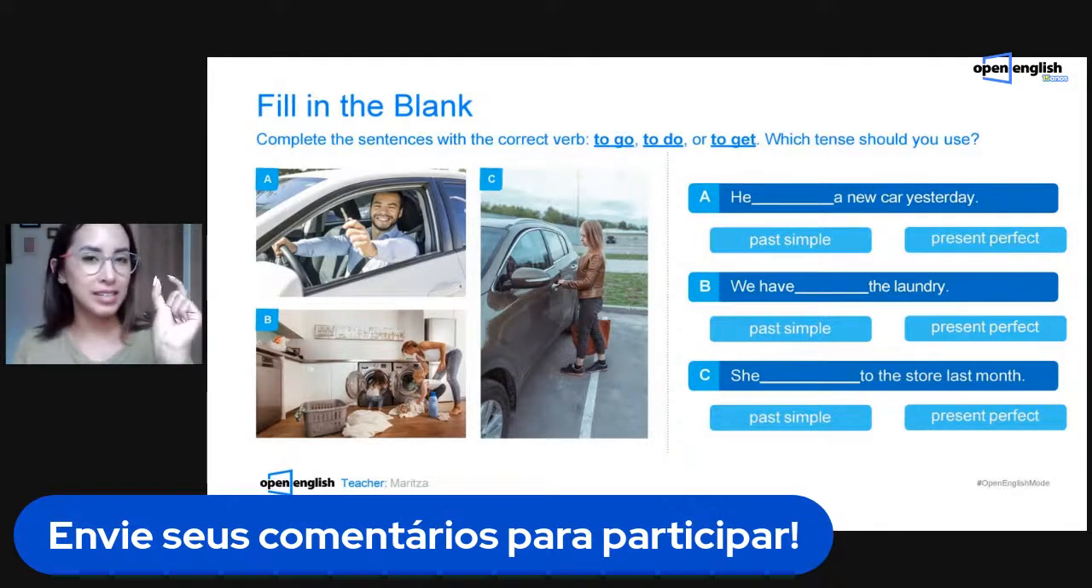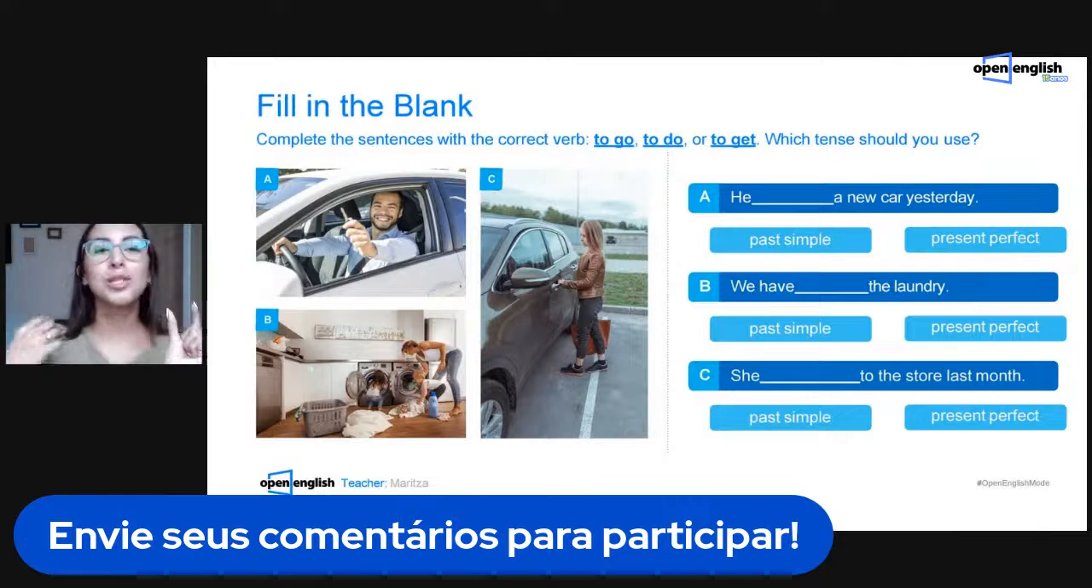So we have this have, so we're going to use the present perfect. We are going to say we have done the laundry. So D-O-N-E. We have done the laundry. We don't know when, but we know it was done at some point in the past.